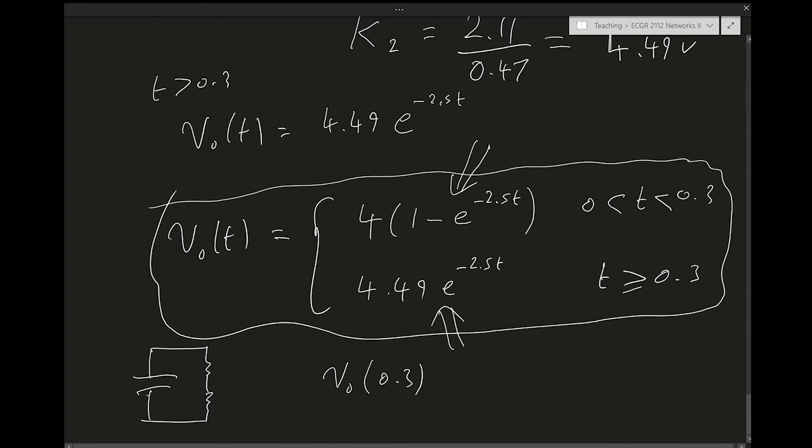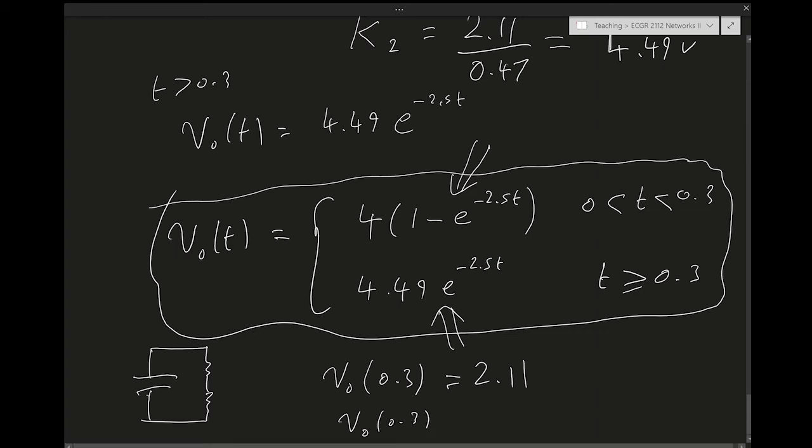Let me fire up my calculator and see what I get. So if I say 4 times 1 minus exponential, I'm using Mathematica, I'm not using a calculator in this case, minus 2.5, and then t is 0.3. Right, so if I do that, I get 2.11, right? So I get 2.11. If I use the first equation, I should expect to get 2.11 even if I use the second equation.